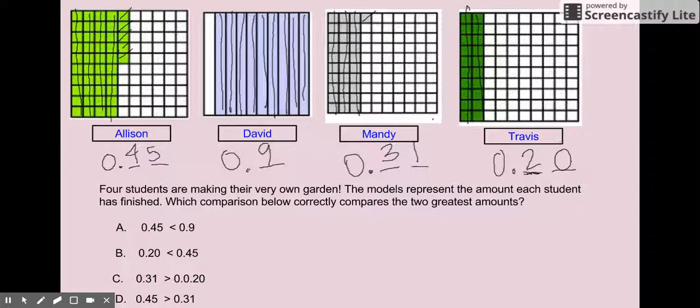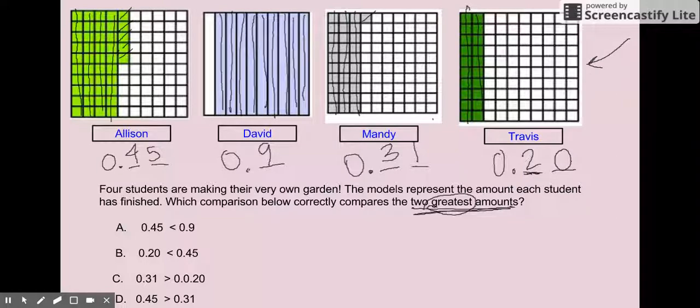Okay, now that we've done this, we're ready to read. It says, 4 students are making their very own garden. The model represents the amount each student has finished. Which comparison below correctly compares the two greatest amounts? We're looking for the two biggest numbers, the two biggest models, whichever ones those are.